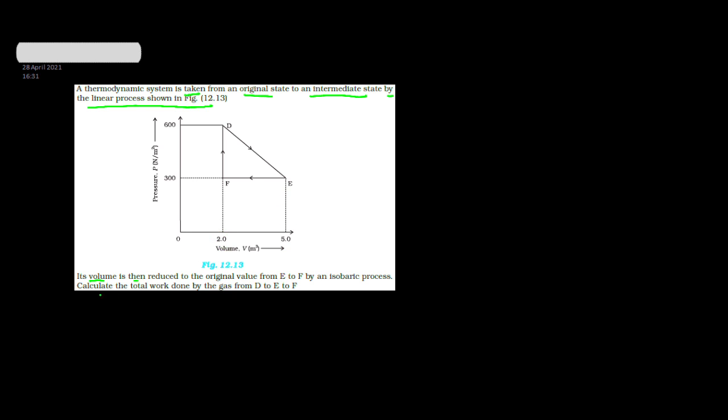Very good. Now calculate the work done by the gas from D to E to F. So watch this carefully. Listen, we have to find the work done from D to E to F. Not a cyclic process. What is called a cyclic process? D to E to F to D. Do you understand this? This would be cyclic, yes or no? But what does the question ask? Only find work done for D to E to F.